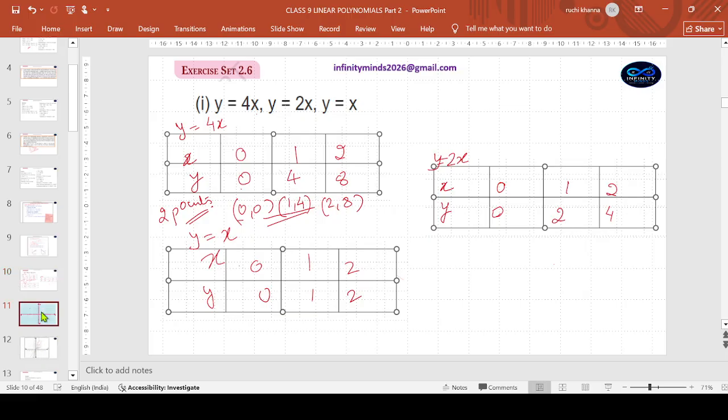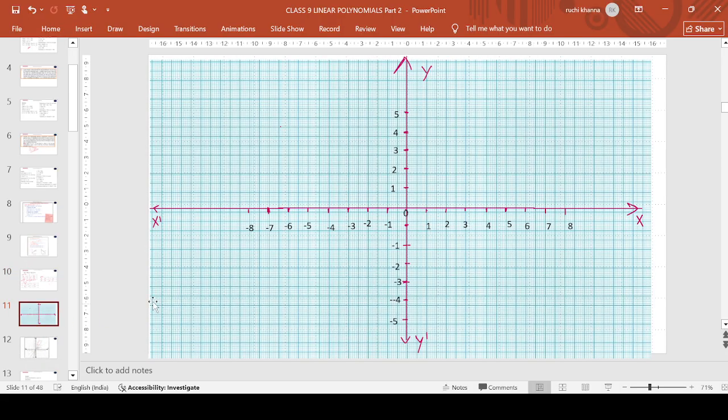Let us continue and go to the next slide. Now, as you start plotting, we have to plot 0 comma 0. If you plot 0 comma 0, then we get the point 1 comma 1. Then we get the point 2 on the x-axis and 2 on the y-axis, 2 comma 2, and so on. And then this should be joined using a scale and a pencil. This way, joining of points shall give us the line representation, the graphical representation.